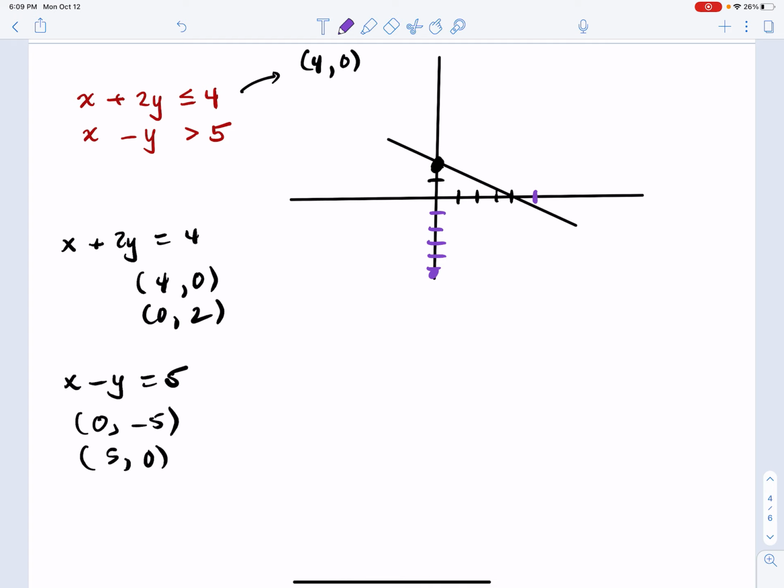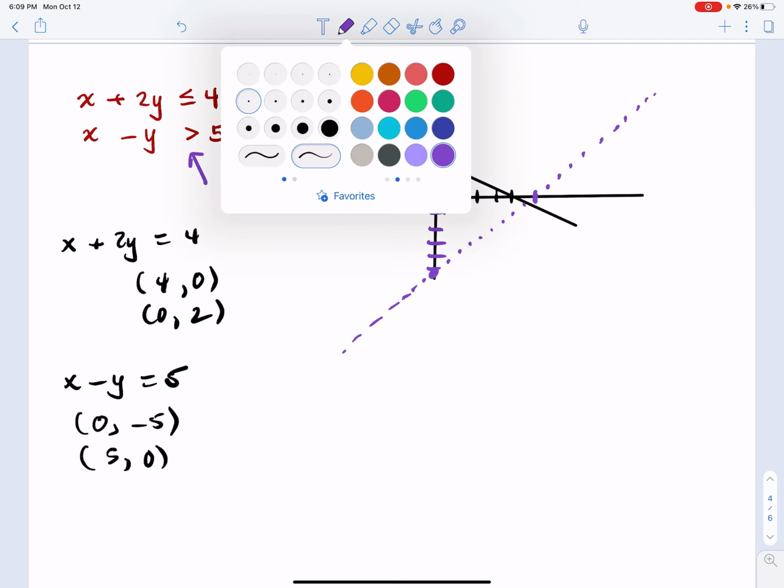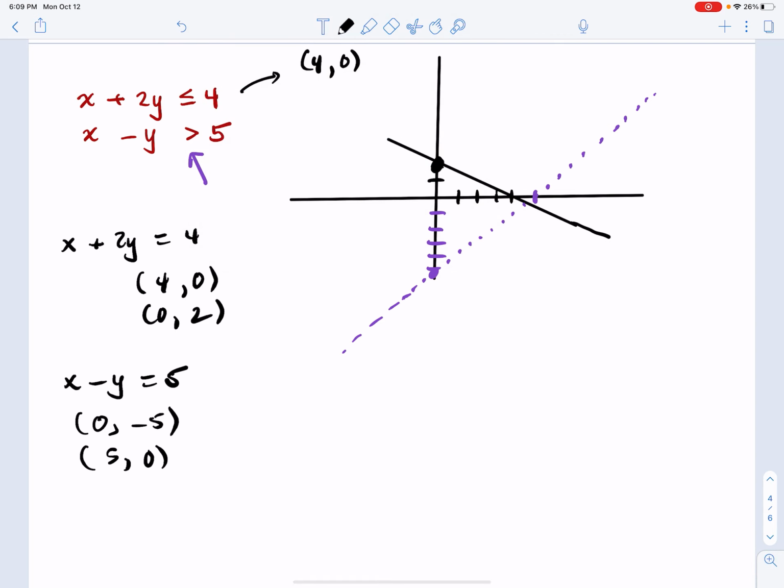Got to undo that. Since this line has a greater than here, that means that the boundary is not included. And the way we handle that is by using a dashed line. So I'm going to be really careful to pass through those points. Here we go.